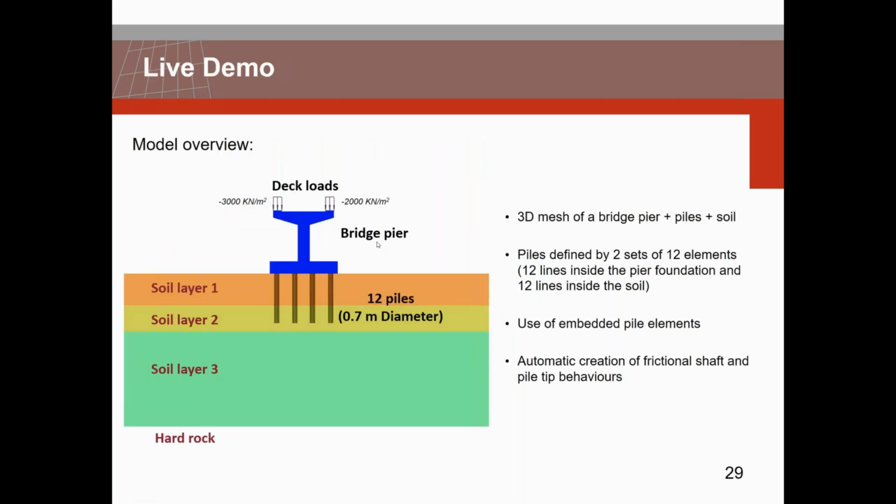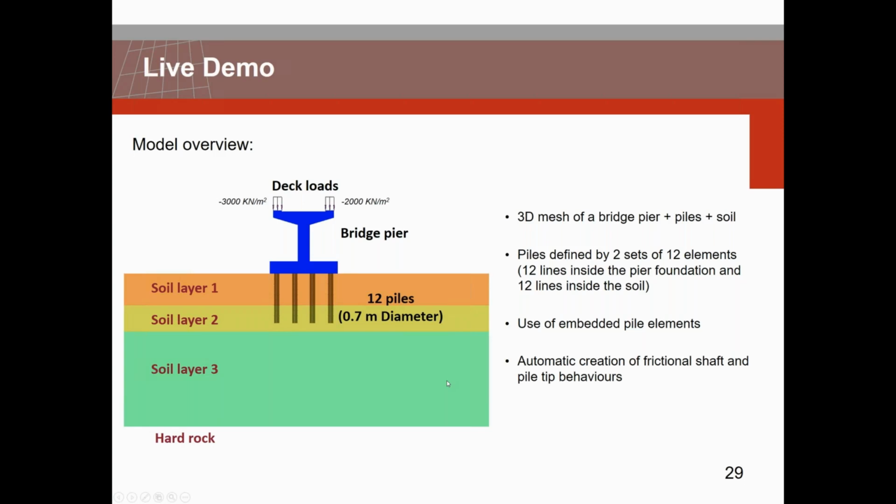So, having said that, let's move to the live demo. Here is an overview of the model that we are going to make today. It's a 3D model consisting of a bridge pier in blue, which is resting on 12 piles of diameter 0.7 meter, and 3 layers of soil, respectively of 6, 5, and 18 meter thickness.